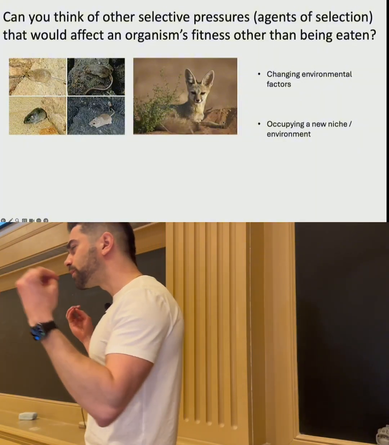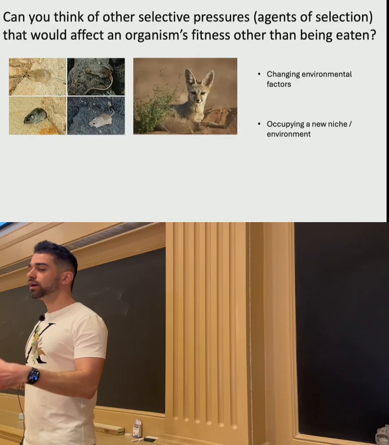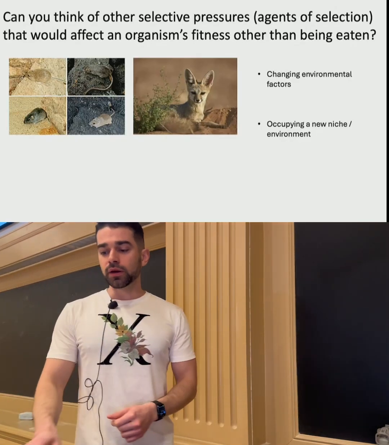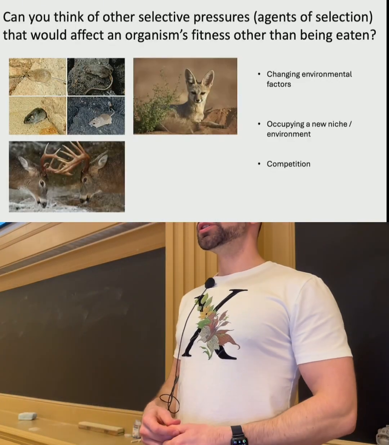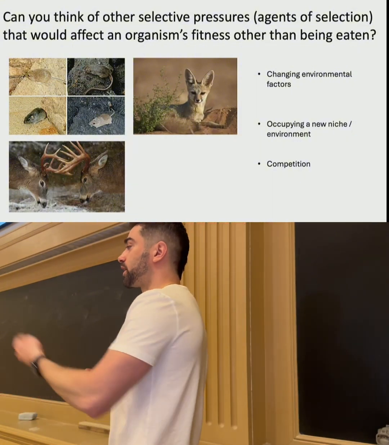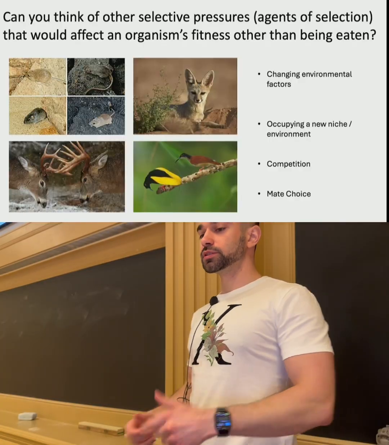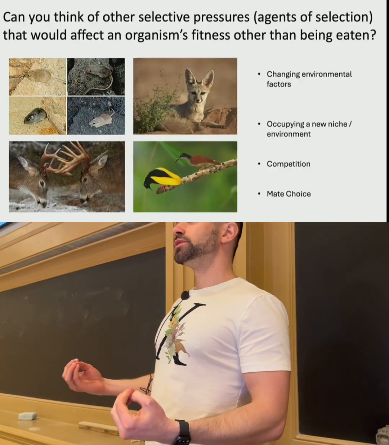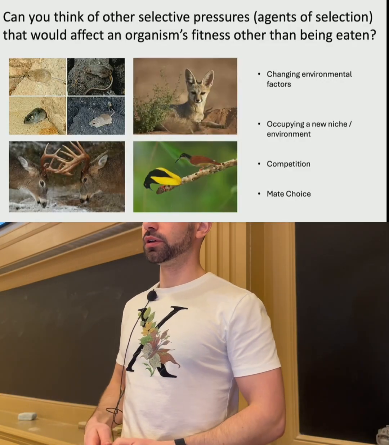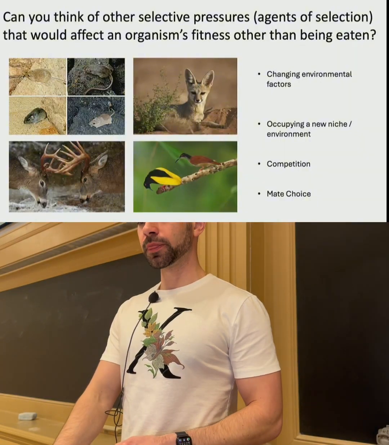So it's kind of the same idea as environmental changes, but in this case, instead of the environment changing, the organism goes to a different environment. Also, you can have what you said, exactly, competition. Within a species, individuals can compete for resources or access to food and water, or even access to mates. And that leads nicely to this one. You can also have mate choice. So between the sexes of a species, you can have agents of selection. We'll talk about some examples of these.